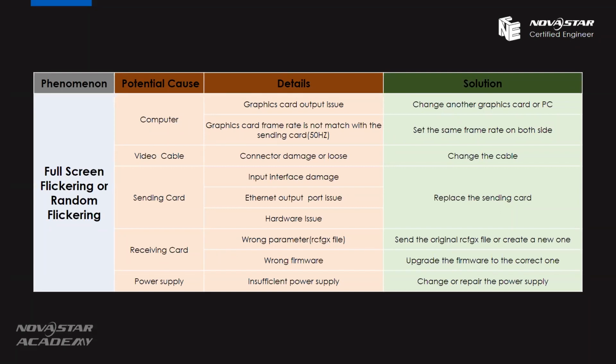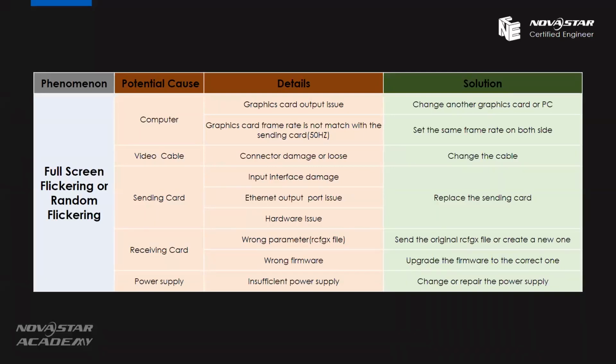It could be a computer. So for the computer, it could be the graphics card output issue. And it could be the graphics card frame rate is not matched with the sending card. Because in the NovaLCT software settings, the first step, we need to set the sending card. We not just set the resolution, we need to also set the same frame rate. Otherwise, if the frame rate is not matched, it also could cause the screen flickering issue.